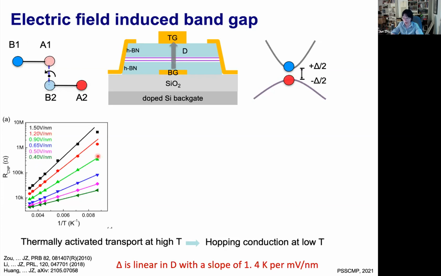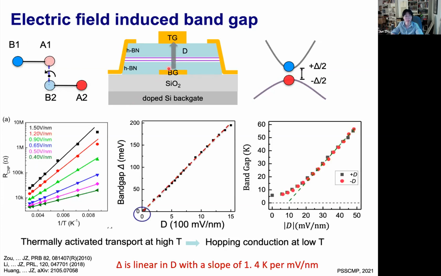We can map it out as a function of the applied displacement field. And you can see that this almost looks like a straight line, right? So as I apply higher and higher displacement field, I get a larger and larger band gap. And the band gap could go up to about 200, 300 meV or so, but it wouldn't go further because we do have the gamma 1 that's limiting how big it could be.